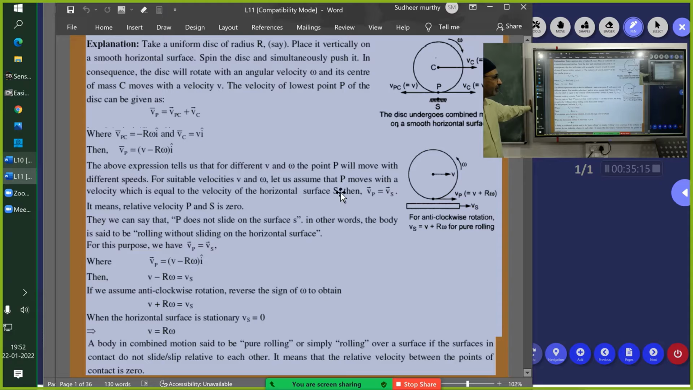This is very clear. For suitable velocities of V and omega, let us assume that P moves with velocity equal to the velocity of the horizontal surface, that is Vp is equal to Vs. Then it means the relative velocity of P and S is 0. You can see this diagram here. This plank is also moving with Vs.